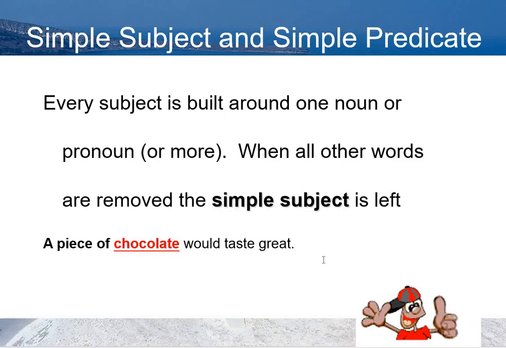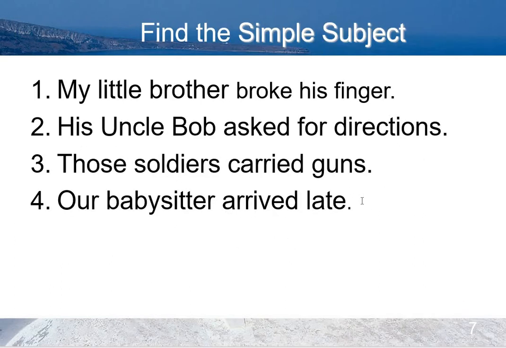Now come to further specification. Chocolate is simple subject. Okay. Find the simple subject. My little brother broke his finger. Okay. My little brother, only brother is the most significant part, that is simple subject. His uncle Bob asked for directions. Bob is simple subject. Those soldiers carried guns. Soldiers is simple subject.